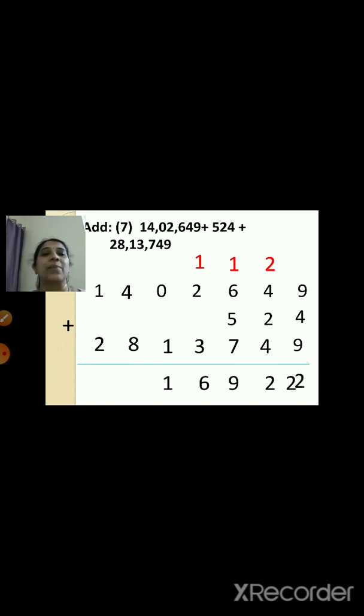In the lakhs place, 4 plus 8 is 12. So 2 will come in the lakhs place and 1 will be carried over in the 10 lakhs place. So 1 plus 1 is 2 and 2 plus 2 is 4. So your answer will be 42 lakh 16,922.